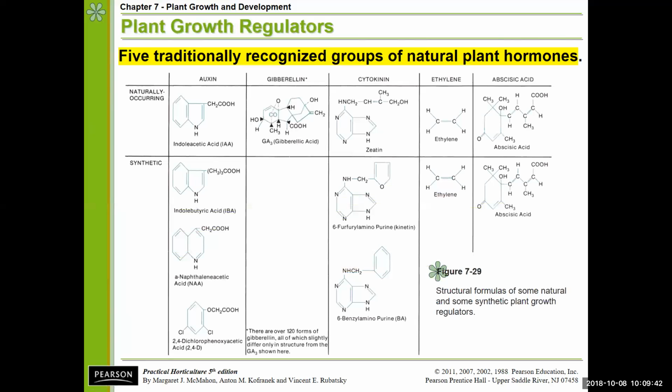So below here we have the synthetic forms, and again you can see that they're modeled after the natural forms of the chemicals. In some cases slightly altered because they have to be.